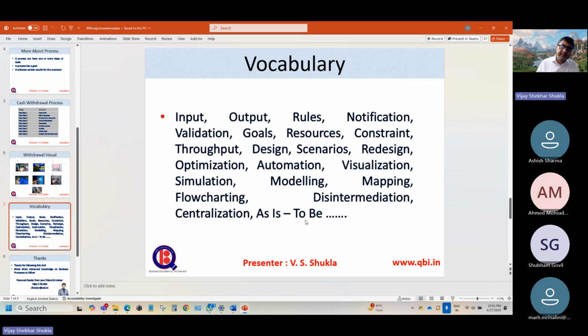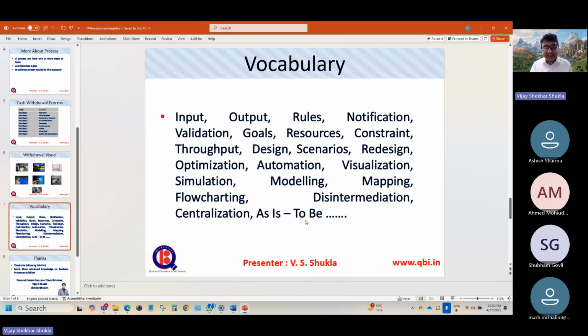Processes have a throughput. Processes have design. So someone has to design this process to be carried out. Processes have scenarios. At times, we may redesign the process. We optimize the process for improvements. So optimization is marginal improvement. Sometimes we just automate the process. We remove all the manual steps.